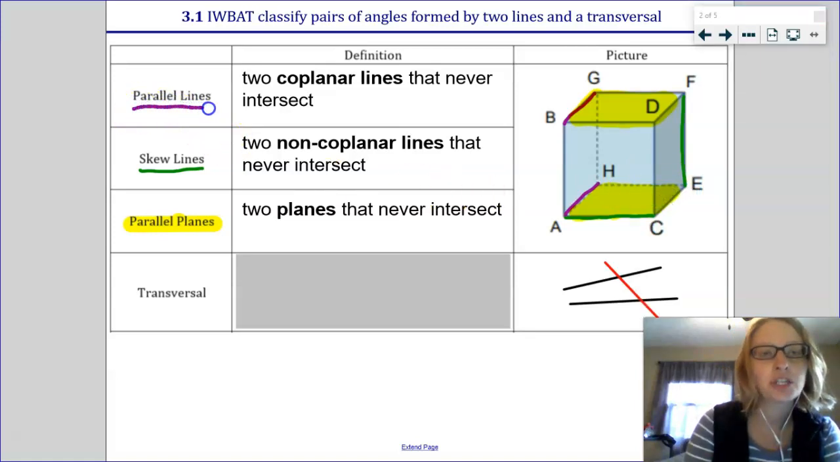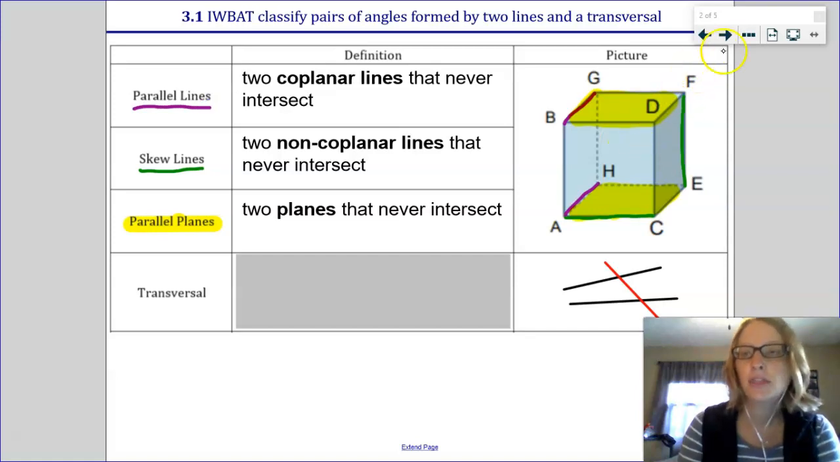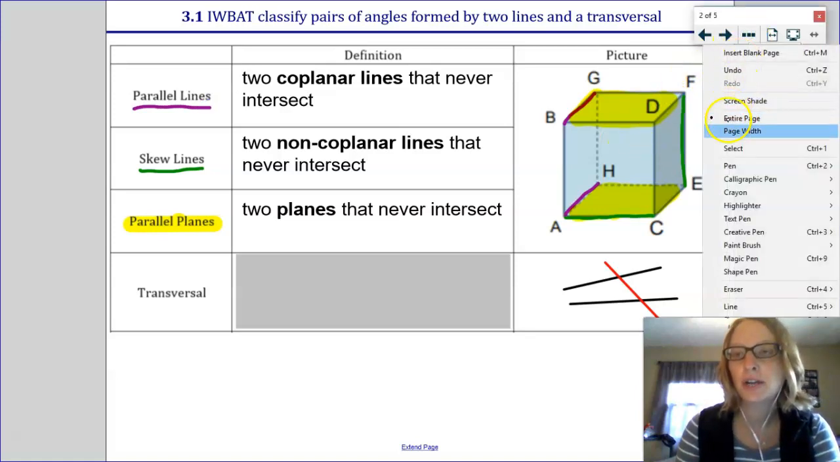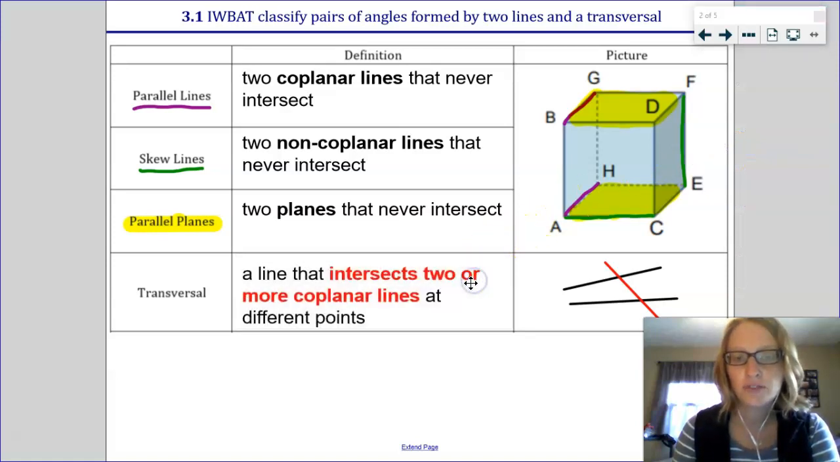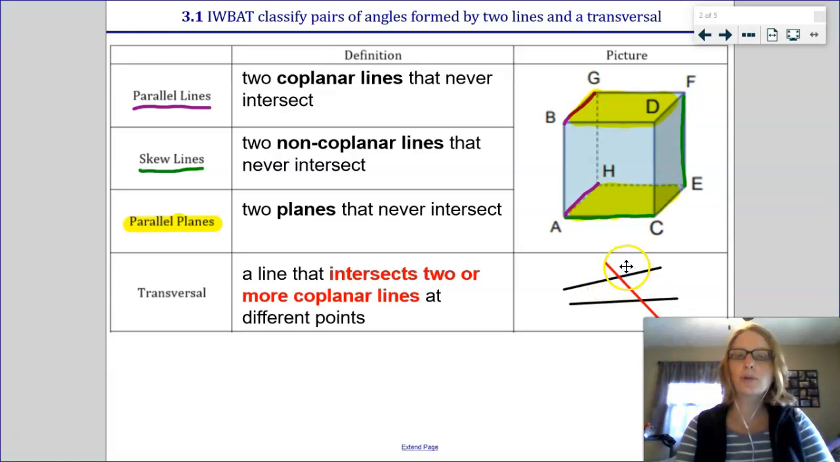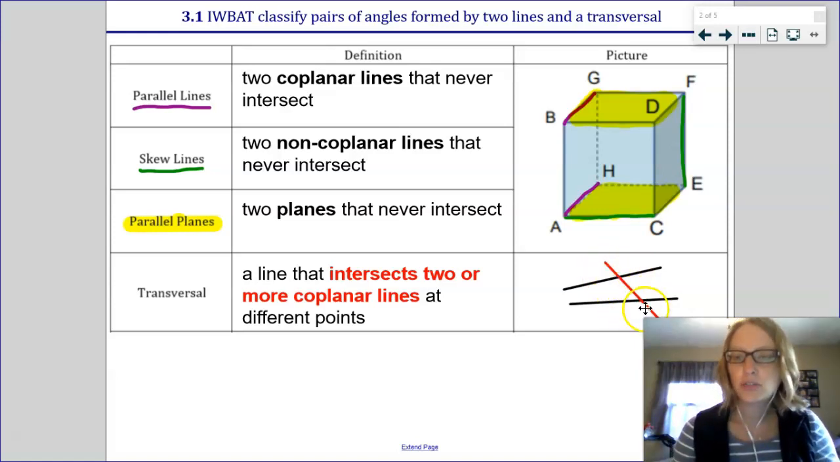Our last definition is a transversal. The transversal is shown in the picture in red, so again, if you have different colors, that'll be helpful. And a transversal is a line that intersects two or more coplanar lines at different points. So notice that this red transversal intersects both of these black lines at different points, 1, 2.